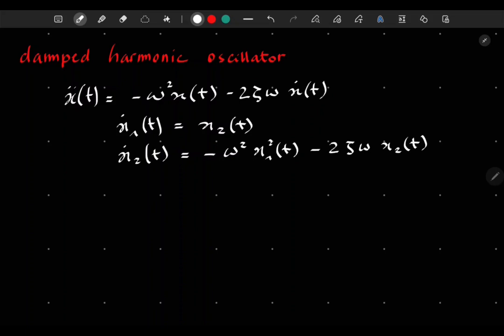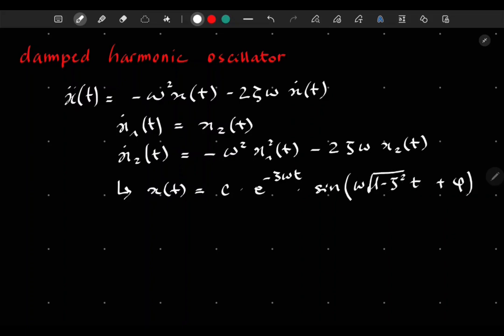And we won't go through all the calculations, but the solution in terms of x is given by the following expression. We have a constant, like before, then we have an exponential term, e to the minus zeta omega t, and then we have a sinusoidal term. Again, the constant c and the phase term can be determined based on the initial condition. And assume, for now, that omega is positive and that the damping factor, zeta, is between 0 and 1.